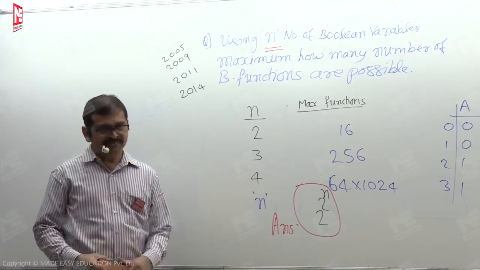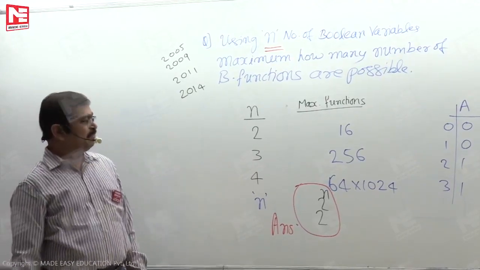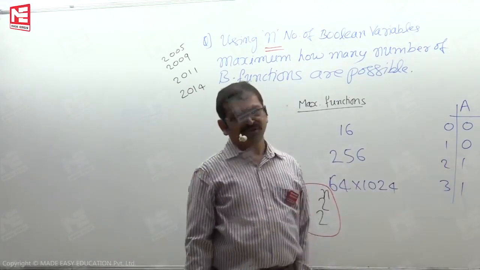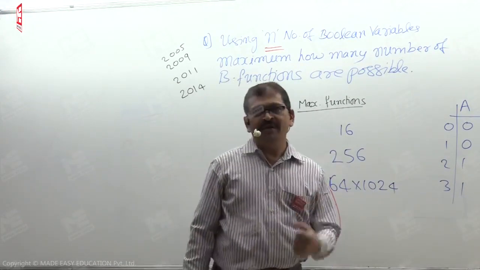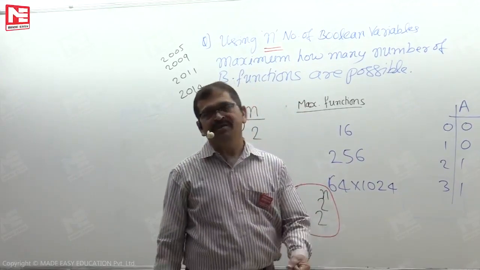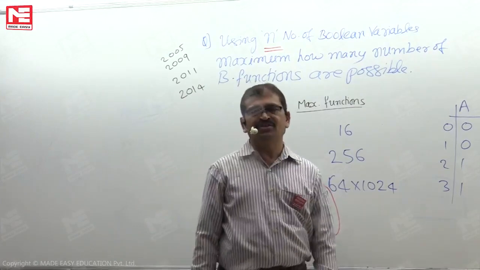Alternatively, we can say, taking an example of 2 variables, we have 4 combinations. So when we are developing a function, each combination has a possibility of being either a minterm or a maxterm.